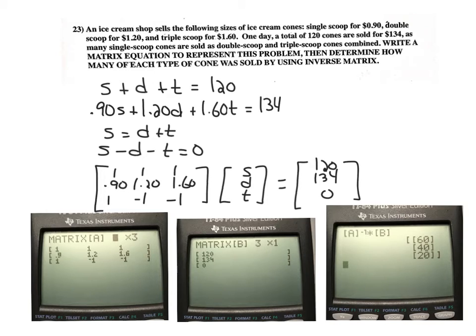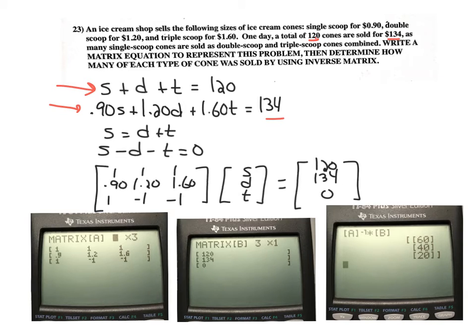So, first step was the first equation, no money. Single plus double plus triple, and they sold 120 of them. That's right there. Next, put the money in. 90 cents, $1.20 for a double, $1.60 for a triple. Altogether, they made $134, which is right there.